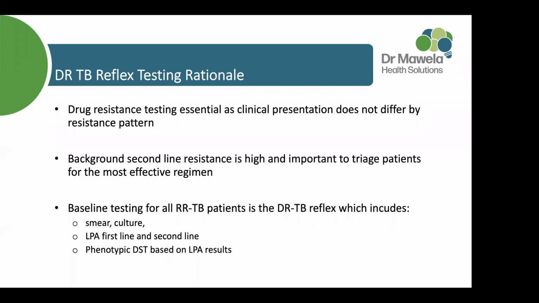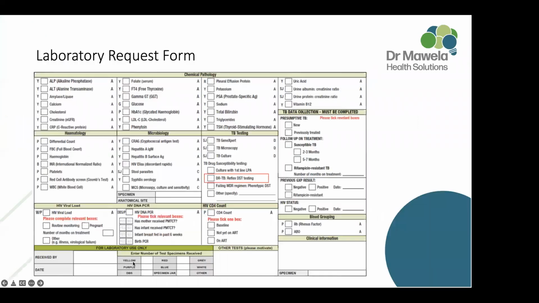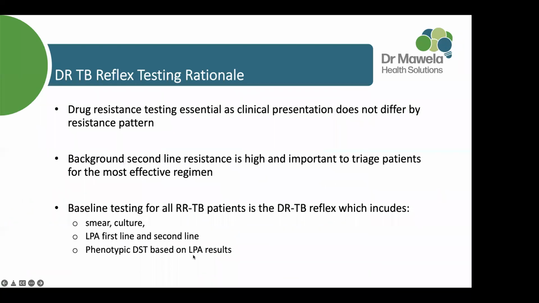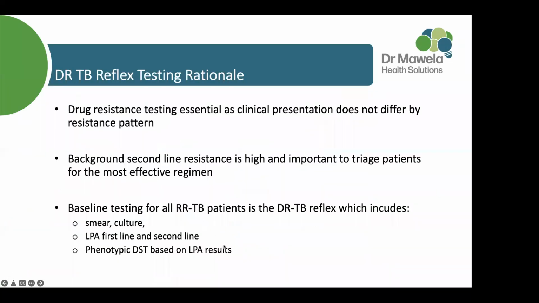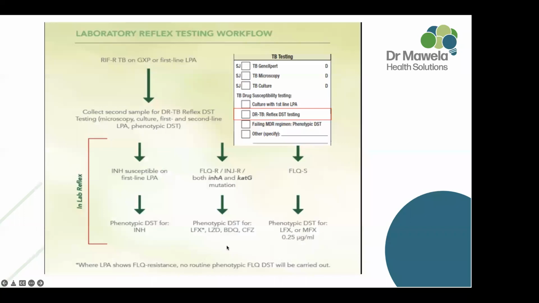So therefore, we need to also look at the phenotypic, not just the genotypic, in other words, not just the molecular test, but looking at the old way of doing the culture, which is the phenotypic DST. So on your lab form, you'll see there I've circled it in red, DRTB reflex testing. You're not going to request all these tests. All you need to do is to tick once there, DR reflex testing, and the lab will then do all these particular tests. And it's an algorithm.